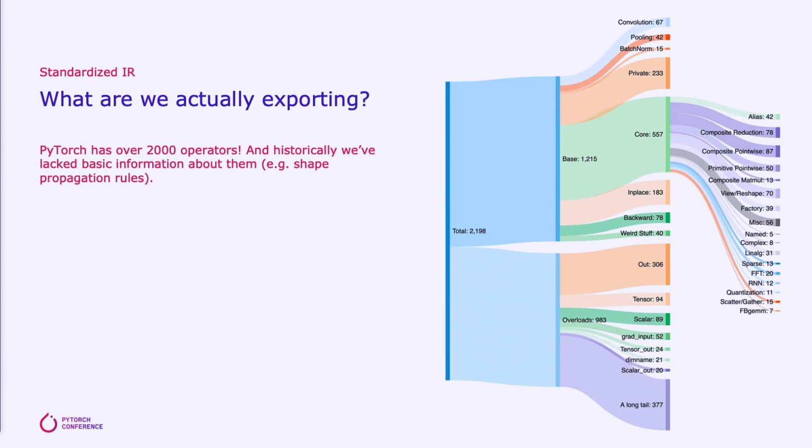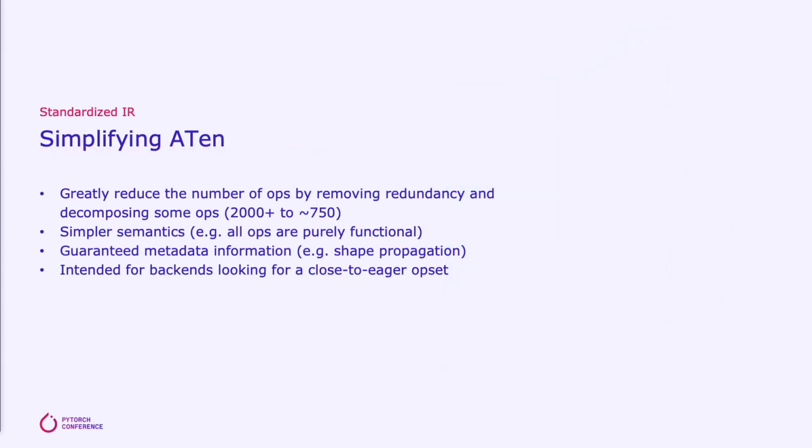Here's a figure from Horace, which I believe we already have, though maybe we've spawned 400 more operators in this time. This is a breakdown of all the operators within PyTorch, and there's a great amount of complexity. If you want to support every operator in PyTorch, it's historically been an almost insurmountable task. So our response is that we want to greatly simplify our operator set, which is called ATen if you don't know, and we want to make stronger guarantees about their semantics.